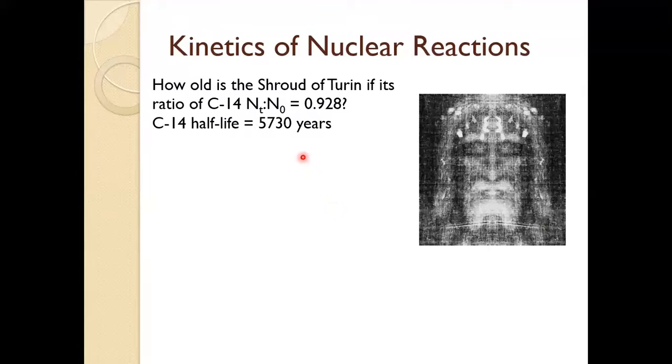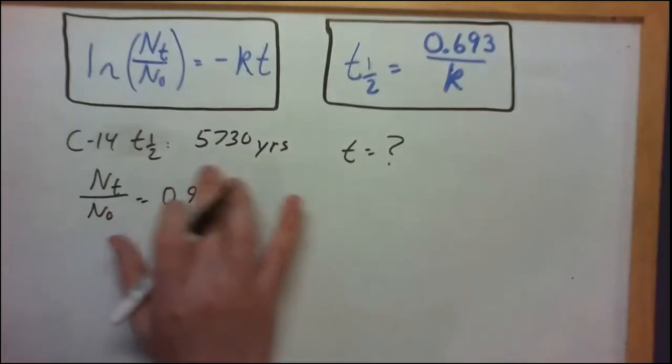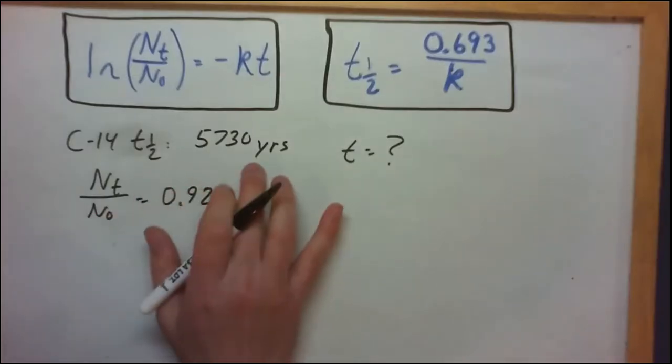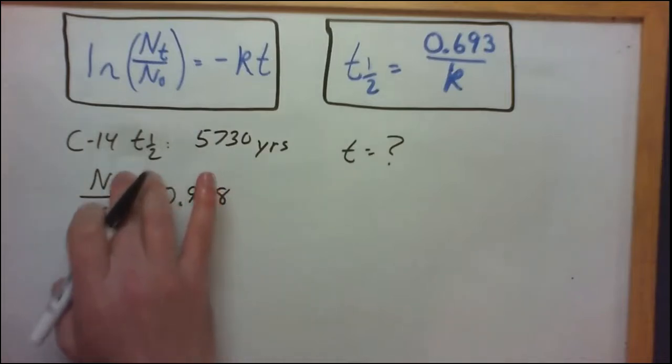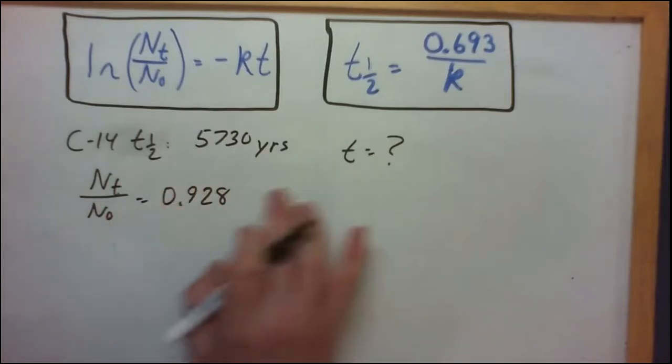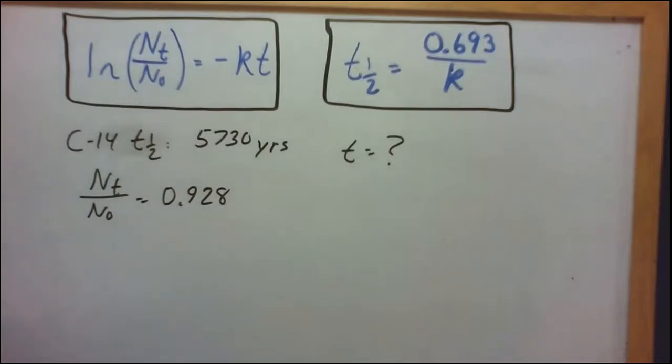So if they determine that the carbon-14 ratio of how much we have now compared to how much we had originally is 0.928, the question is, if that's true, then how old is the Shroud of Turin, given that the half-life of carbon-14 is 5,730 years? So this is the information we're given: the half-life of carbon-14, and the current ratio of how much carbon-14 we have now compared to how much there was originally. And then we determine time t.